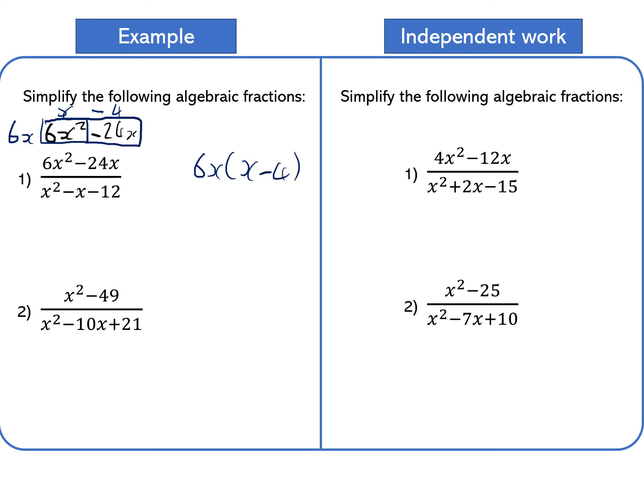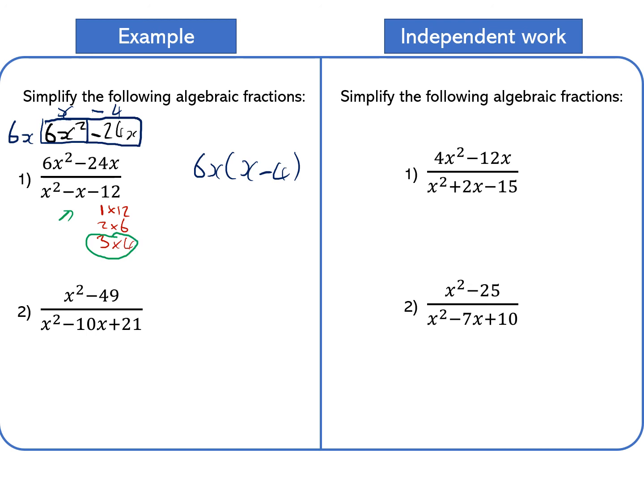Now let's go and look at the denominator. So 12: 1 and 12, 2 and 6, 3 and 4. Now it's not so obvious what I'm going to put together here to make x, but if I think about that as 1x, that'll be a bit easier. So what can I put together to make 1, 3 and 4? I better use my check for that.